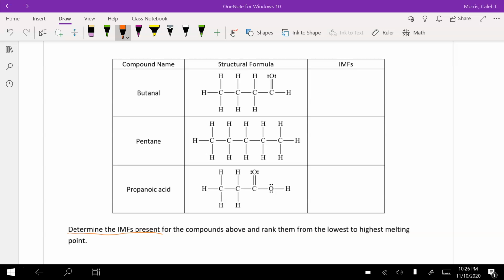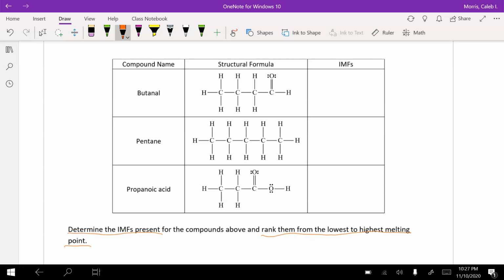We want to determine the intermolecular forces present for the compounds above. So we're looking at this table up here, and we want to rank them from the lowest to the highest melting point. So first we want to list our intermolecular forces.